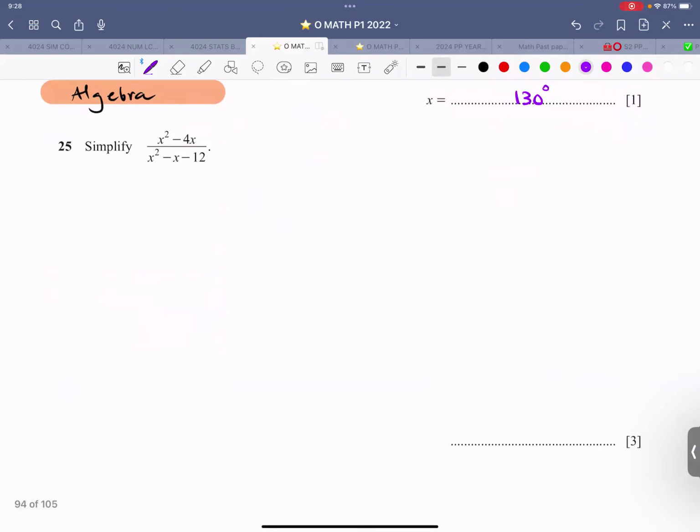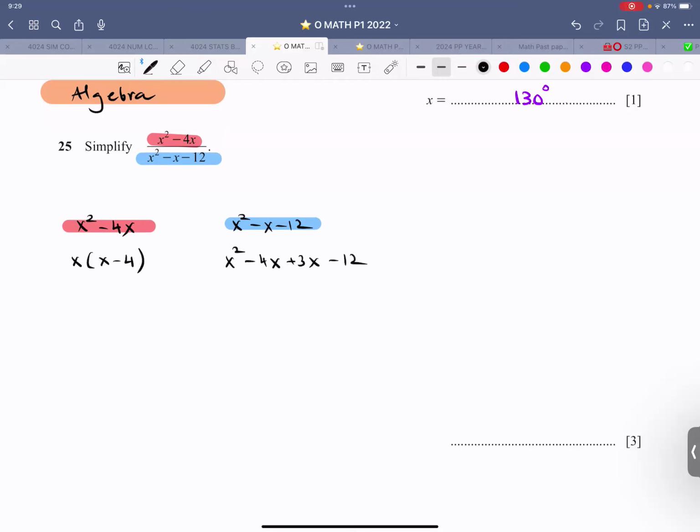Algebra. Factorize the numerator separately. Factorize the denominator separately. And then simplify. So we have x squared minus 4x. That is x common, x minus 4. And this is x squared minus x minus 12. That is x squared minus 4x plus 3x minus 12. That is x(x minus 4) plus 3(x minus 4).